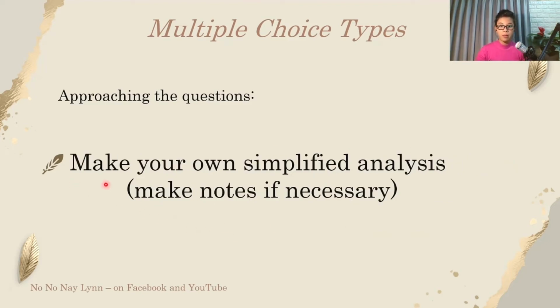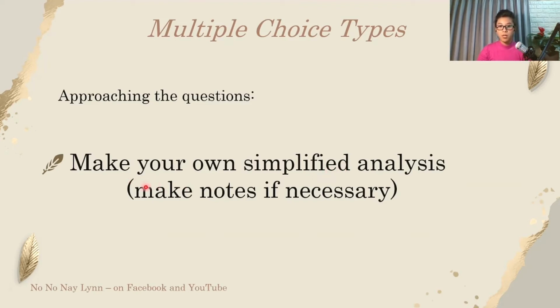Okay, so make your own simplified analysis. Make notes if necessary. After reading that given information, we will make a simplified analysis. We break that question into multiple parts. For example, we will be looking for a keyword, and then what does that keyword mean? You have to simplify what this keyword means in order to make it much easier to go to the questions and to choose the options, to choose the correct answer, to say specifically.